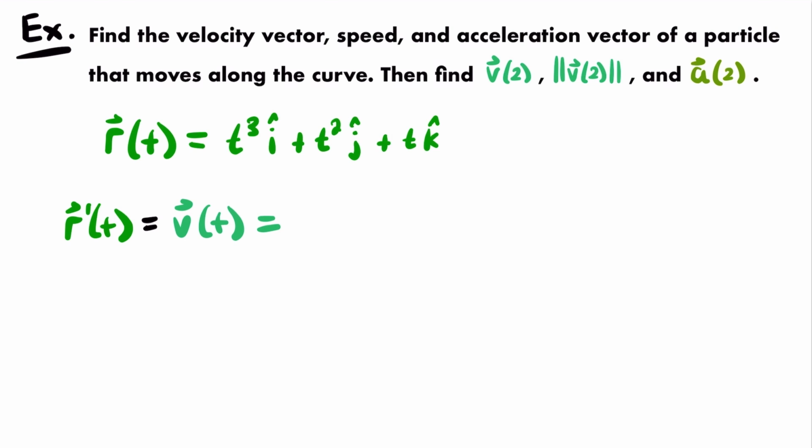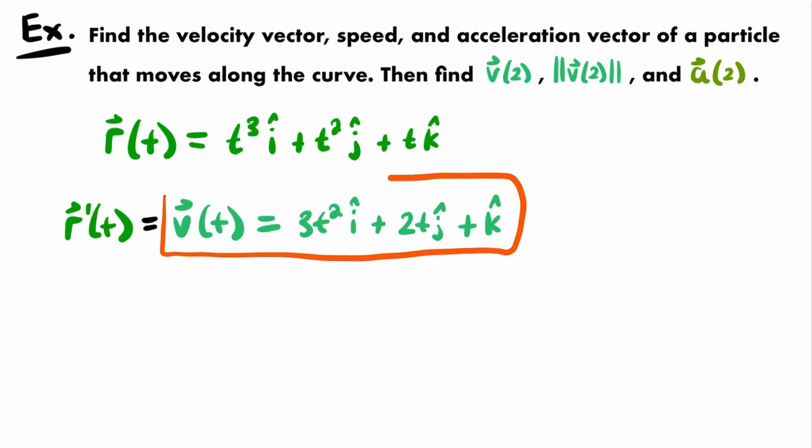And so if we do that, using the power rule for derivatives on each of these components, the derivative of t cubed is 3t squared. So we have 3t squared times i, and then plus the derivative of t squared, which is 2t. So we have 2tj, and then the derivative of t is 1, so we just get plus k. All right, so we found the velocity vector. That's one thing that we wanted to find for this example.